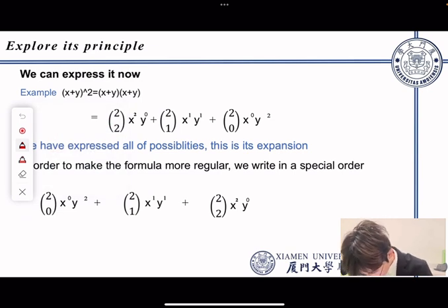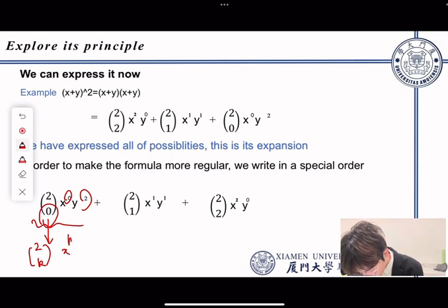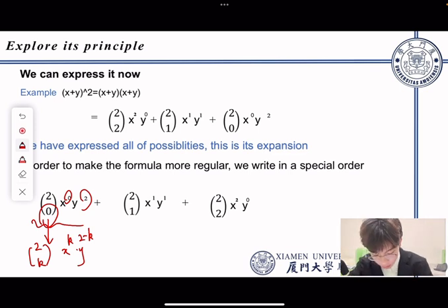Discovered. The first term is 2 choose 0. It means we choose 0x, 2y. Then is 2 choose 1, 1x, 1y. Then 2 choose 2, 2x, 0y. So, in the special order, we can use 2 choose k to represent choosing kx, then (2 minus k) y. So, the rule is choose 0x, choose 1x, choose 2x, up to choose nx.